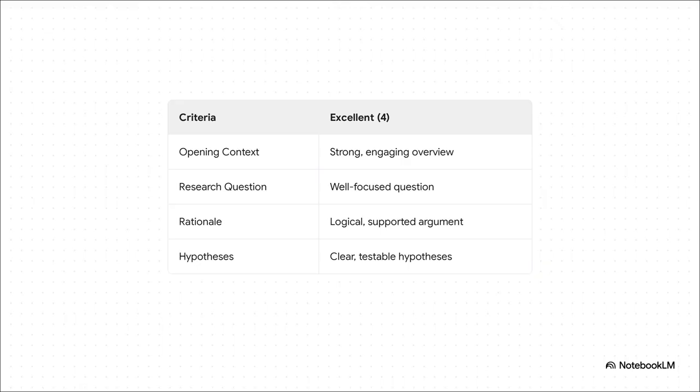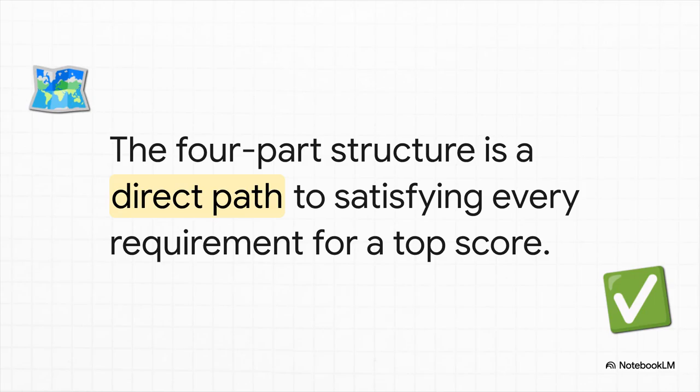The criteria for an excellent score line up perfectly with our 4 steps. They want a strong, engaging, opening context. That's our hook. They want a clearly stated research question. They want a logical rationale, and they want clear, testable hypotheses. They are literally asking you line by line for the 4 parts we just covered. So you see, this 4-part structure isn't just a friendly suggestion. It's a direct roadmap to hitting every single requirement for a top score. When you build your intro this way, you are systematically checking off every single box for that excellent grade.